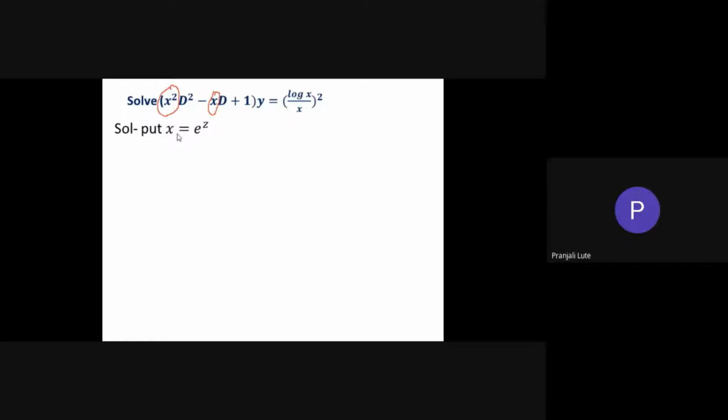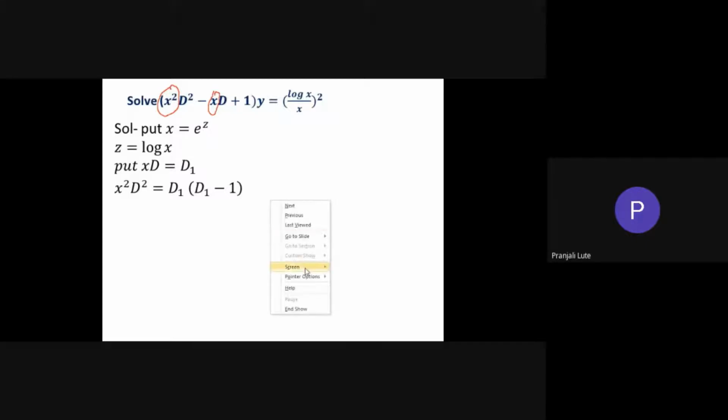Then here xD. So xD equal to D1, because x is replaced by z. So d/dx is replaced by d/dz. So that's why we use the substitution xD equal to D1. Then x square D square equal to D1 into D1 minus 1. So we have to substitute all these terms in the above differential equation.